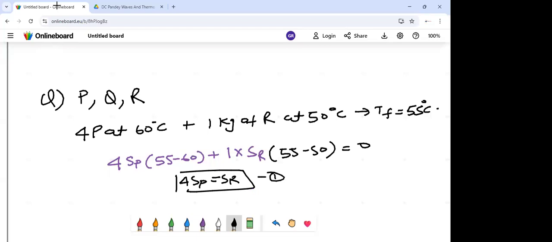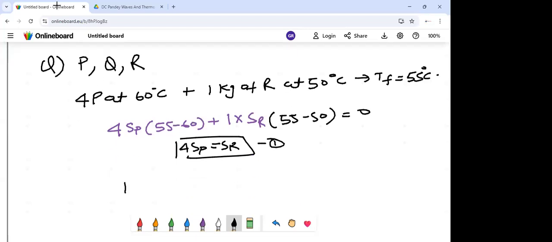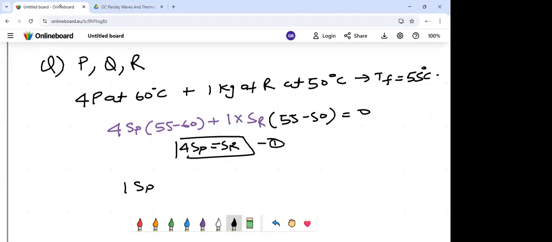And 1 kg of P at 60, 1 kg of Q at 50. Mixed, they get 55.